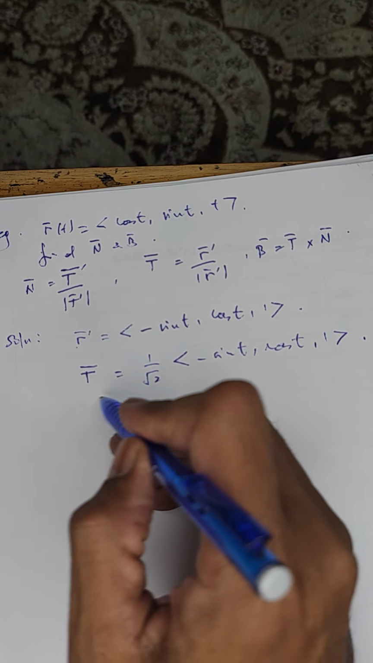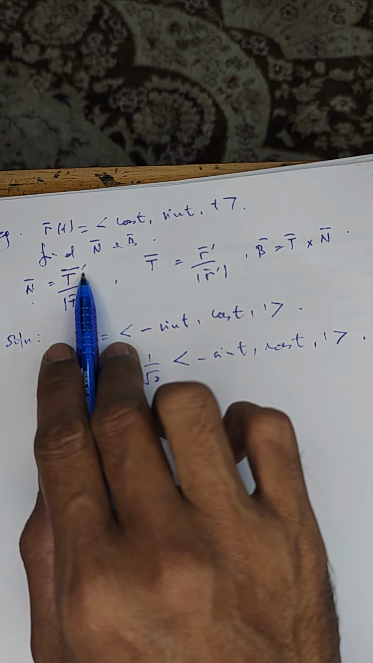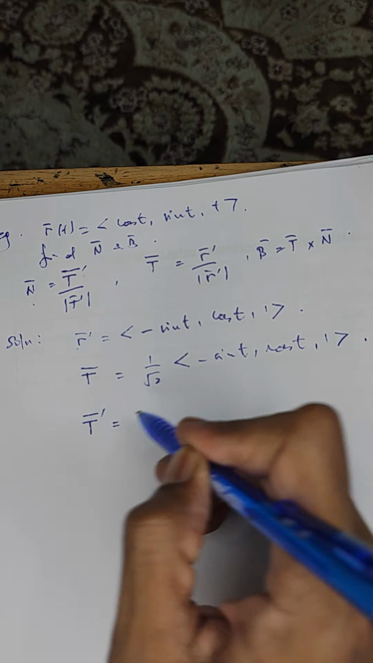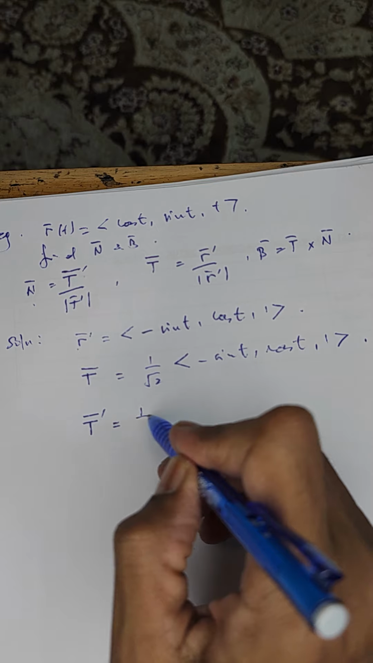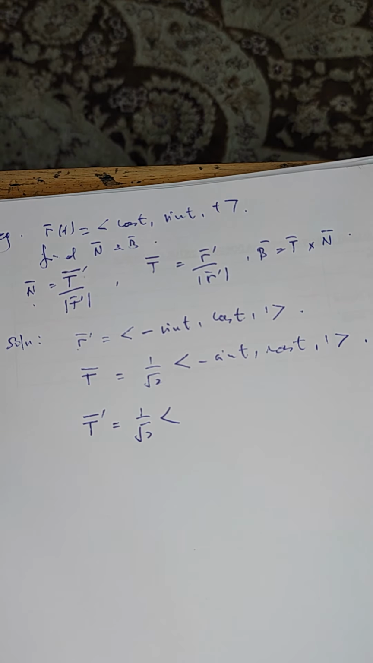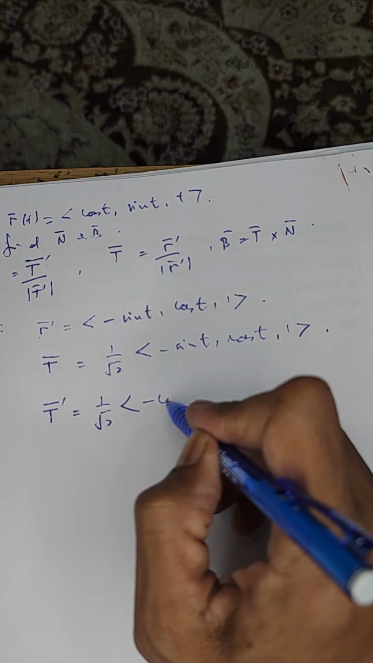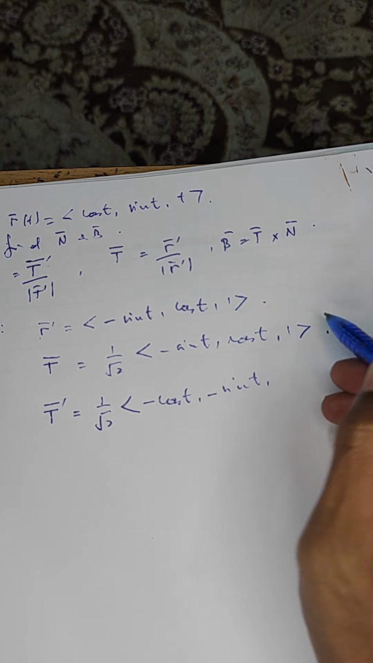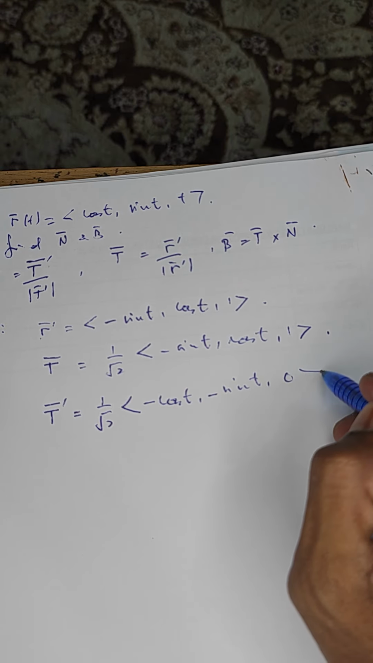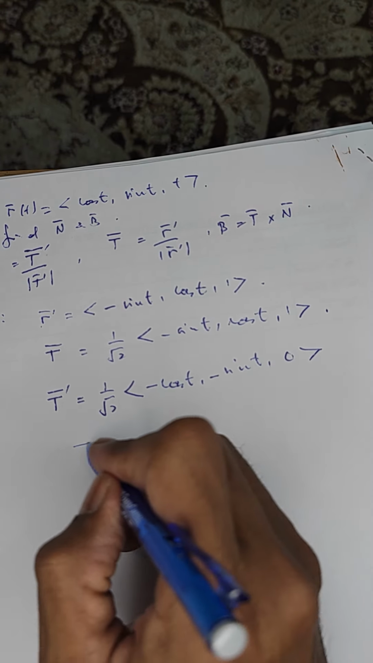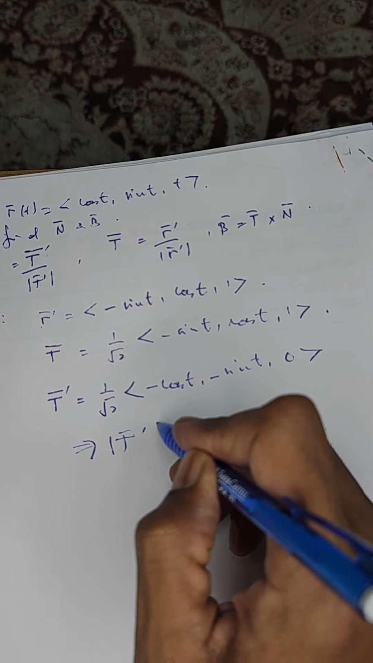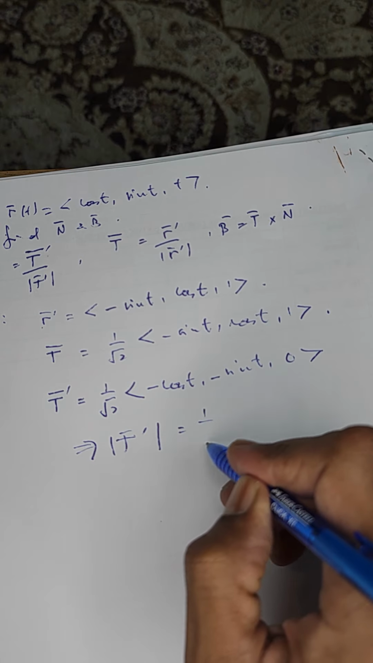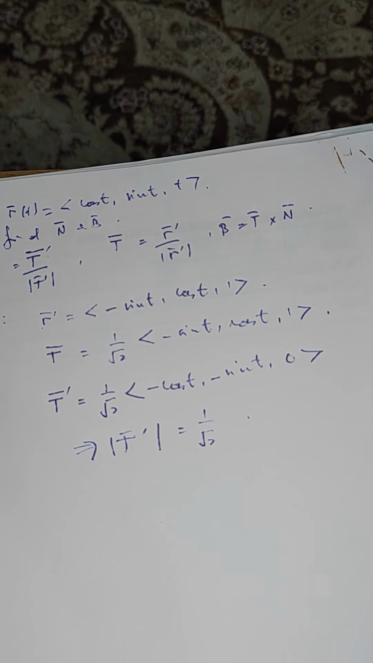If we differentiate T, in order to find N, we need to differentiate T. So T prime gives you 1 over root 2 times negative cos t, negative sine t, and 0. And hence we can find the magnitude of T prime. That gives you just 1 over root 2.